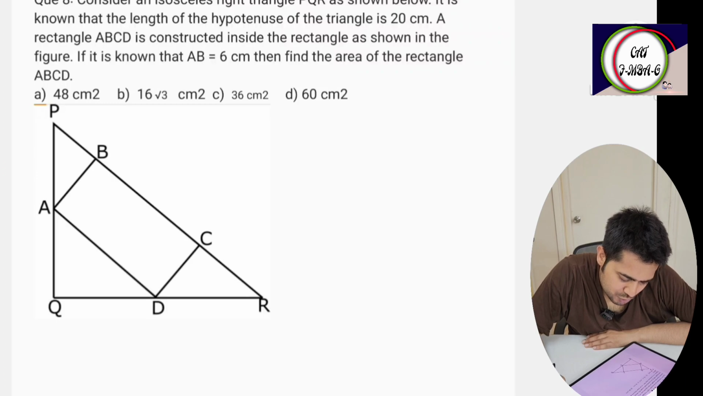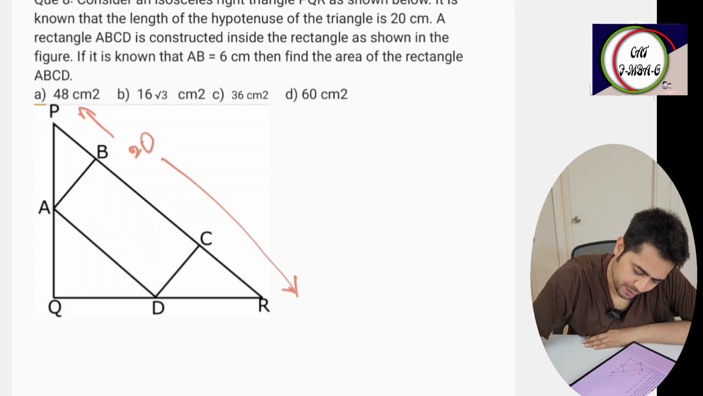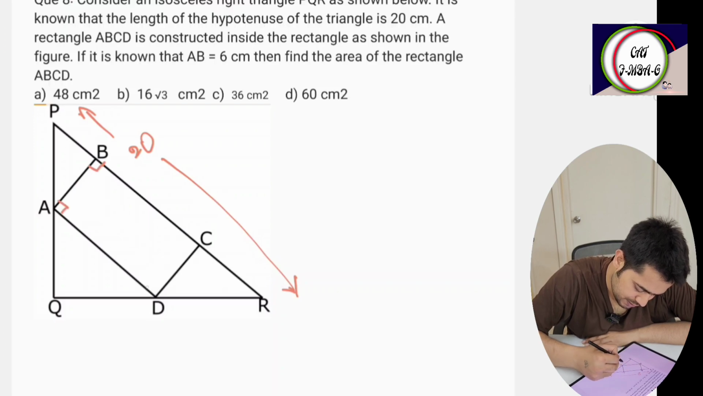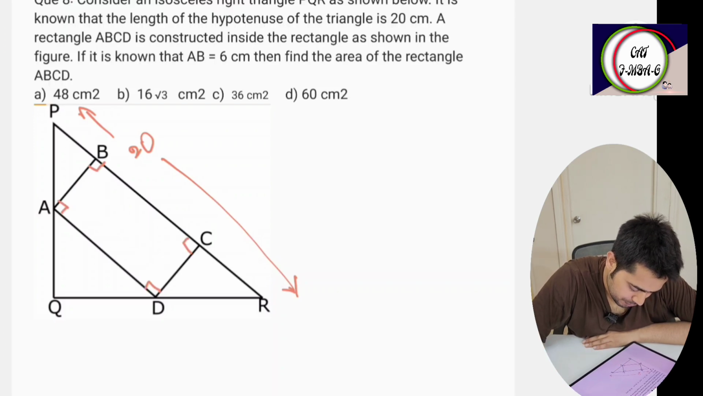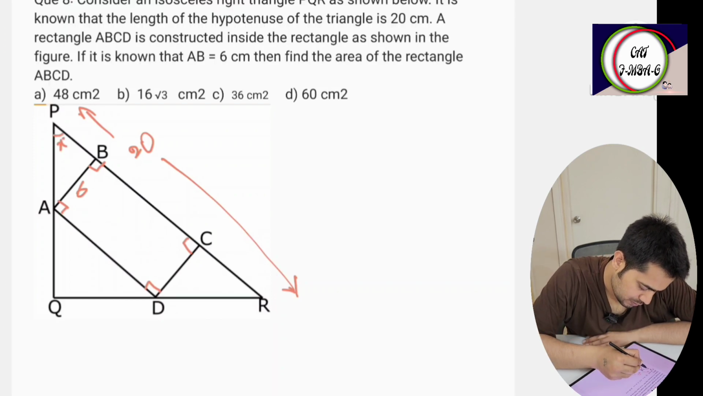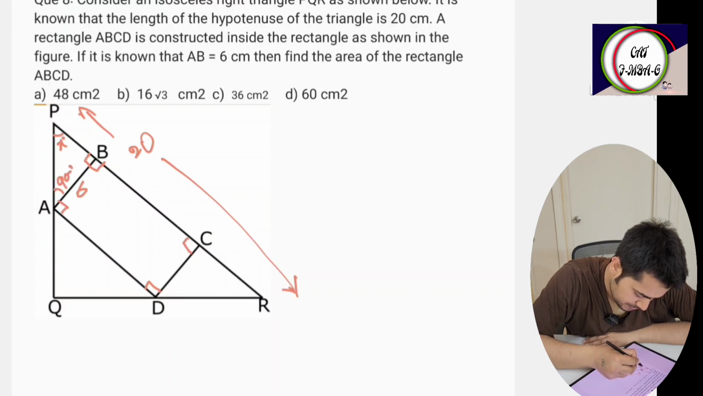Okay, consider an isosceles triangle PQR. So PQ is equal to QR. It is known that length of hypotenuse of triangle is 20 centimeter. This is 20. A rectangle ABC is constructed. So this is 90, this is 90, this is 90, this is 90. AB is 6. Find the area of rectangle. So let it be x degrees. Okay, so this is also 90. So this is 90 minus x.